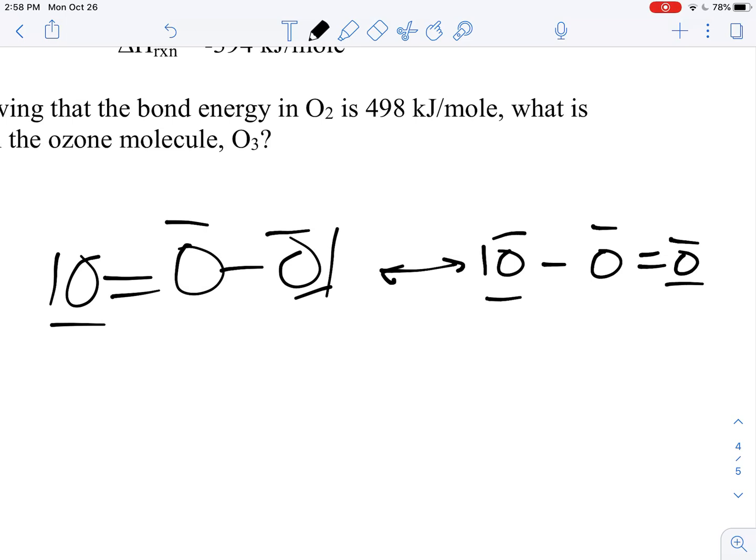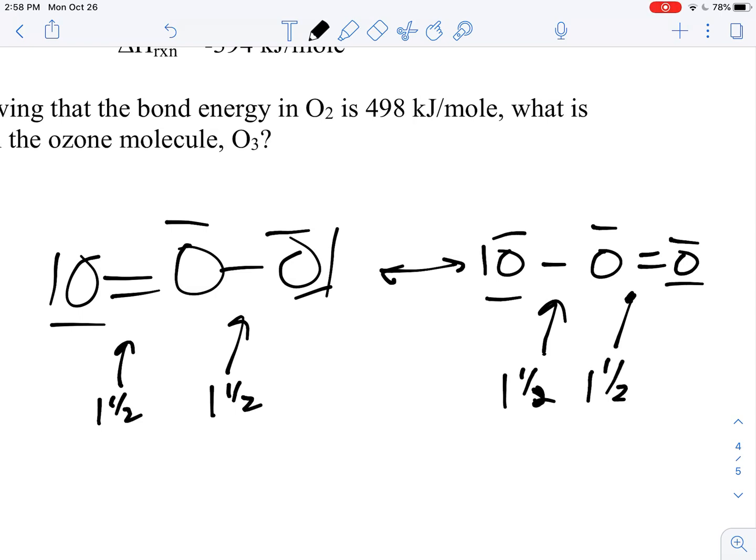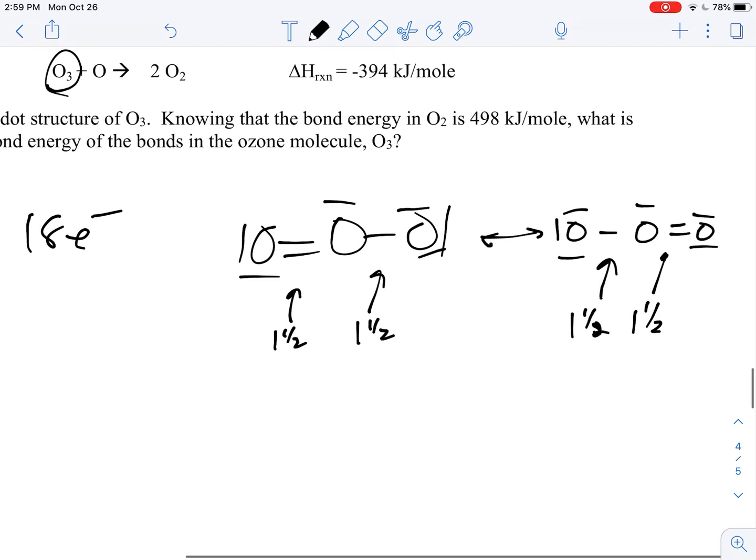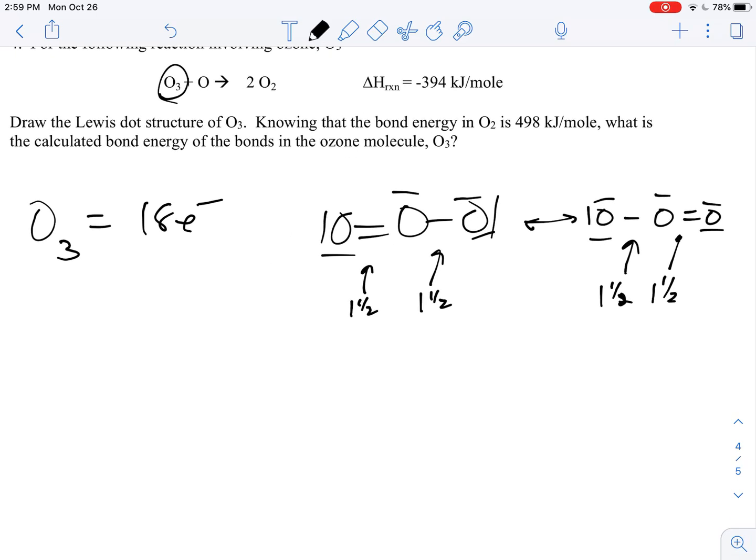So remember that this looks like a double, and that looks like a single. This looks like a single, and that looks like a double, when in point of fact neither of that is true. This is really a 1.5 bond. That is really a 1.5 bond. So each of these is a 1.5 bond. It's just that the Lewis dot structure idea can't account for this.